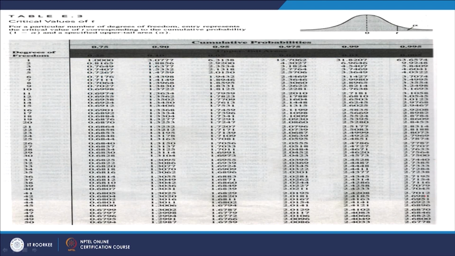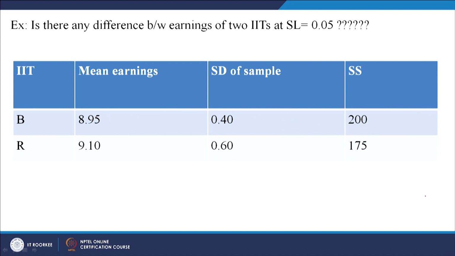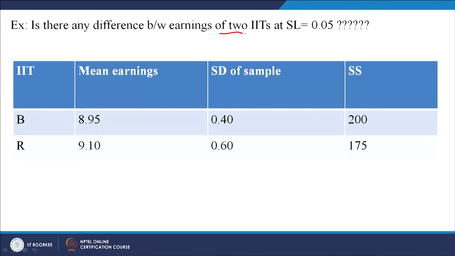So, let us look at some more examples. In fact, this is the table which we have seen in the previous example as well, when we solved that question using the critical value approach, right. So, let us look at one more example. Is there any difference between the earnings of students of two IITs?